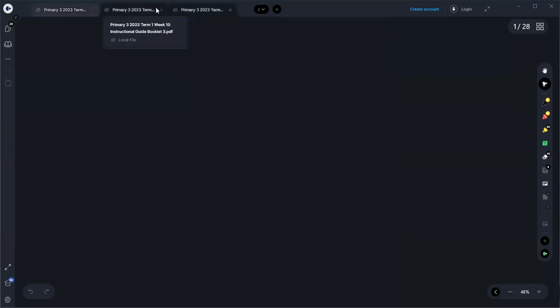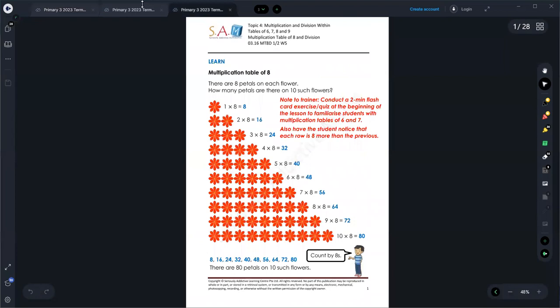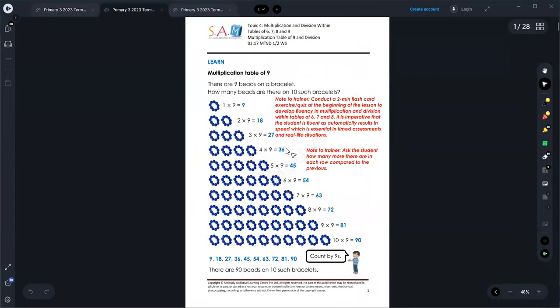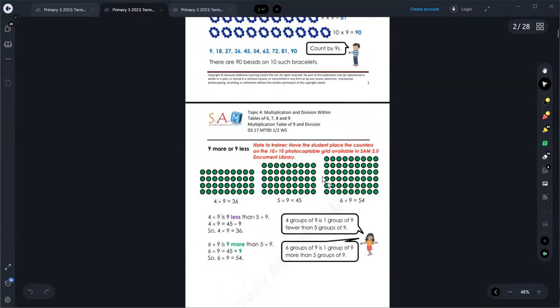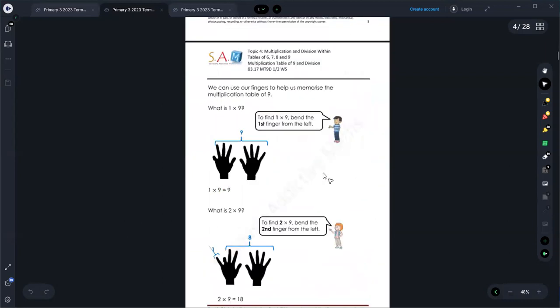The last one would be multiplication by 9. So same thing, reinforce the idea on them that if they have learned up to 8 times table, 9 shouldn't be an issue, right? 9 times table shouldn't be an issue because it's just adding one group of 9 more, right? So the idea is that, okay?